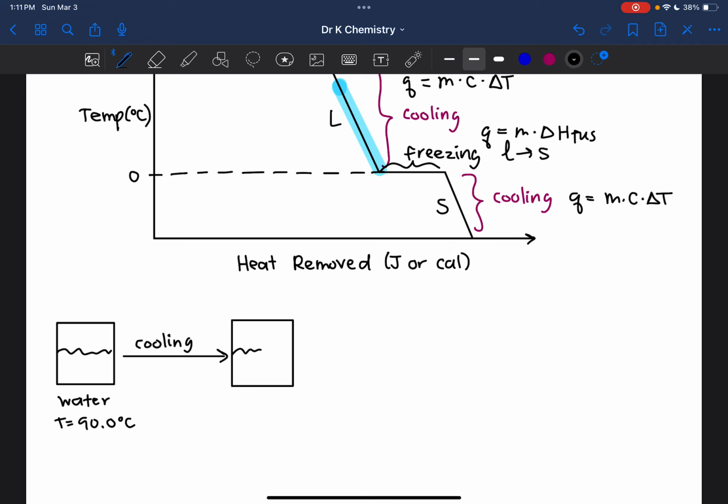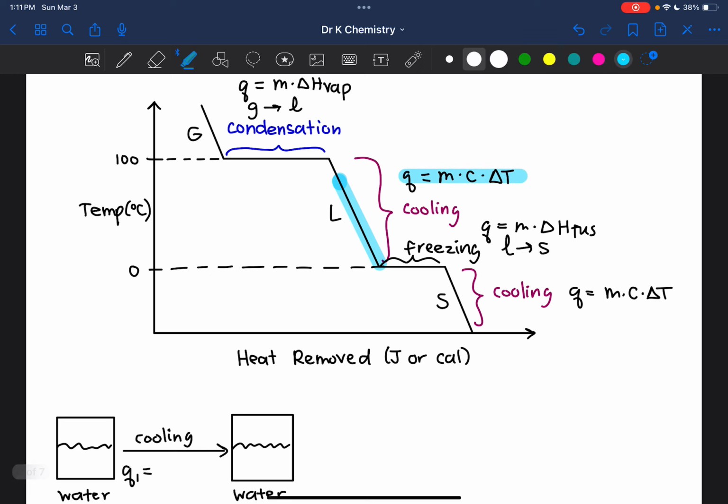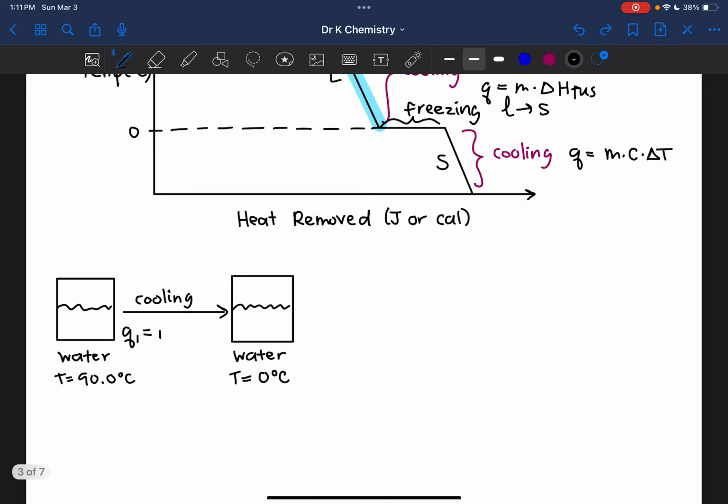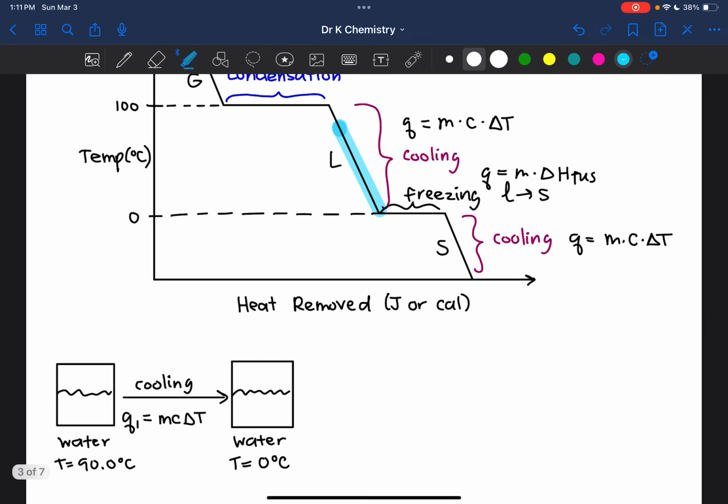Now, when we cool it to 0, we haven't frozen it yet. This has not undergone a phase change, but it ended up at 0 degrees Celsius. So for cooling, the equation associated with that is Q equals mc delta T. Now that we have cooled it, the next thing we're going to do is freeze that water into ice. So now we do have to undergo a phase change, and there's no change in temperature when we are doing a phase change. So the equation for that will be mass times the heat of fusion.